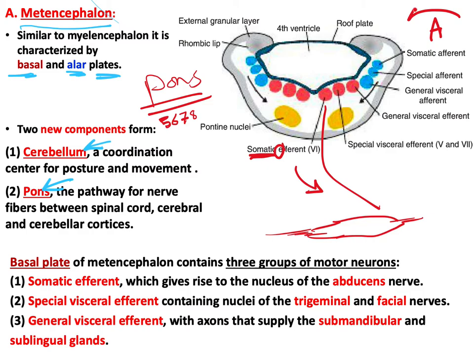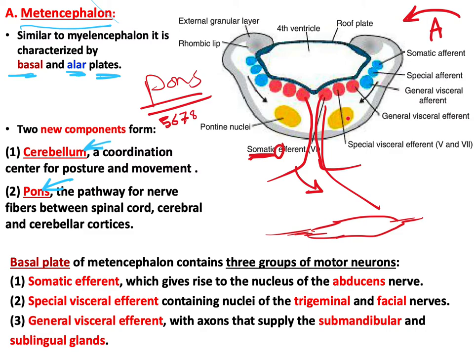Anyway, this is the somatic efferent. Which cranial nerve will be here? It will be the nuclei of cranial nerve number 6. And if you remember from the brainstem of the adult, the abducens nerve, cranial nerve number 6, comes out close to the midline here from these nuclei. So it's good to remember.